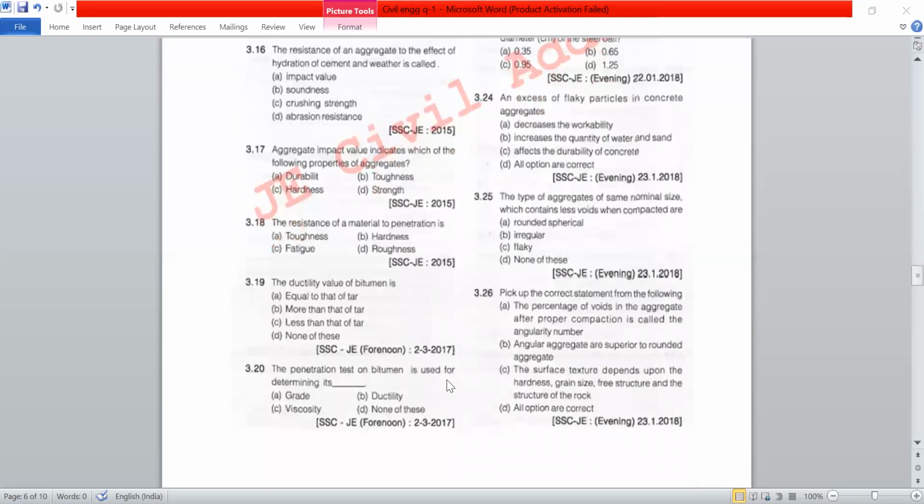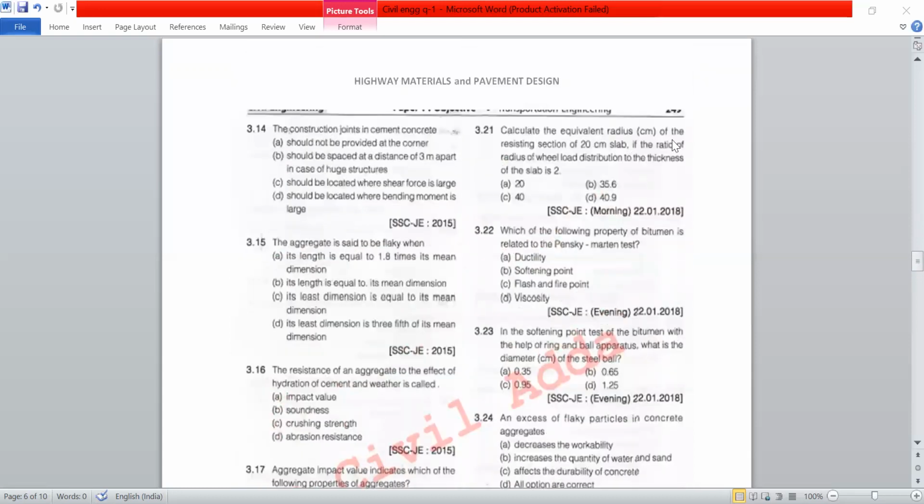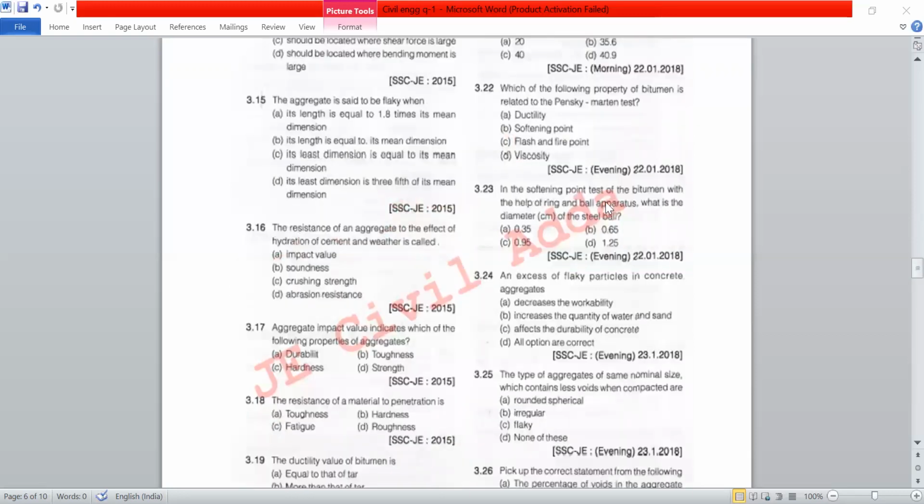The penetration test on bitumen is used for determining its grade. Calculate the equivalent radius of the resisting action of 20 cm slab. The ratio of the radius of wheel load distribution to the thickness of the slab is 2. Right answer is 40. Which property of bitumen is related to Pensky-Martens test? Flash and fire point. In the softening point test of the bitumen with the help of ring and ball apparatus, what is the diameter of the steel bar?